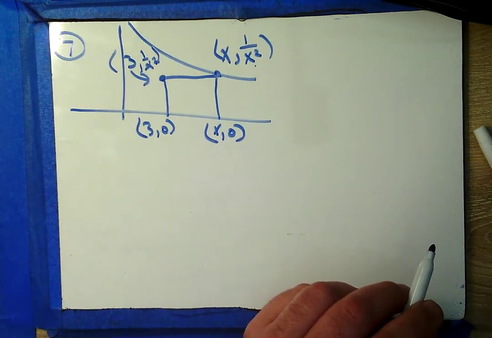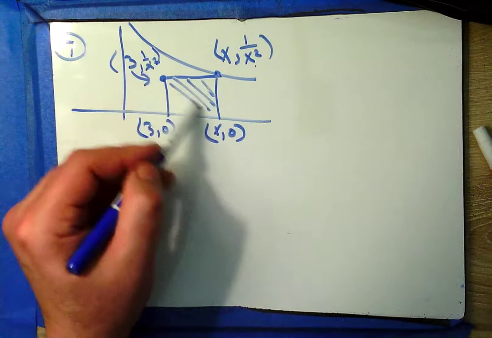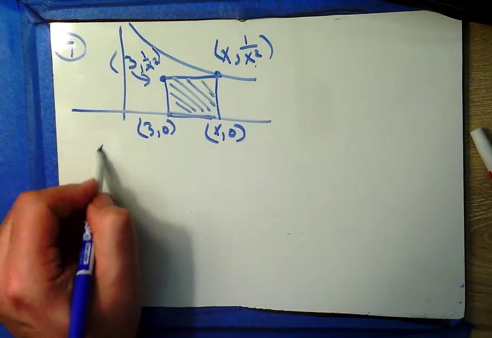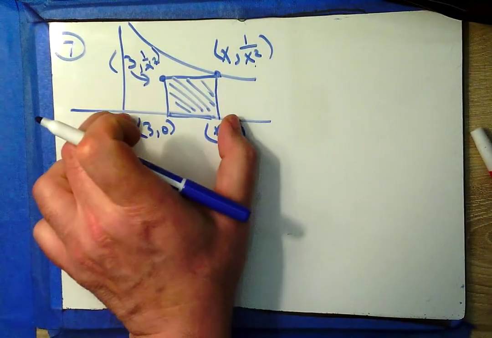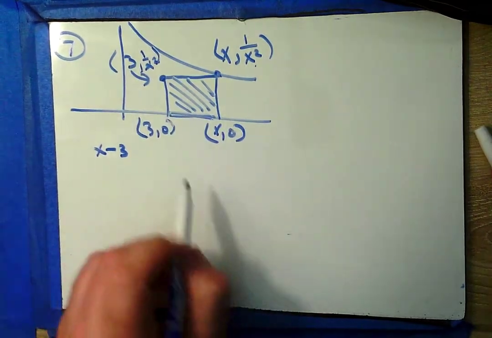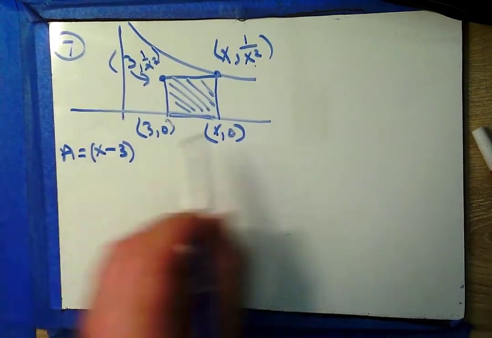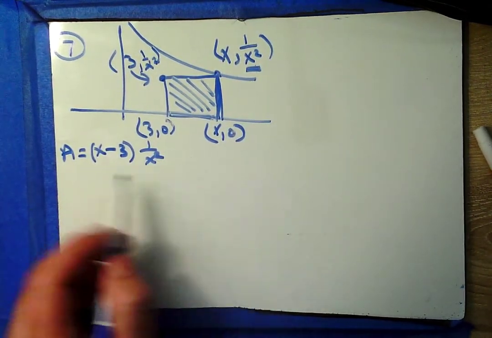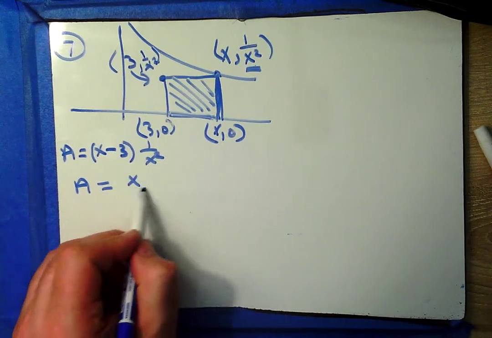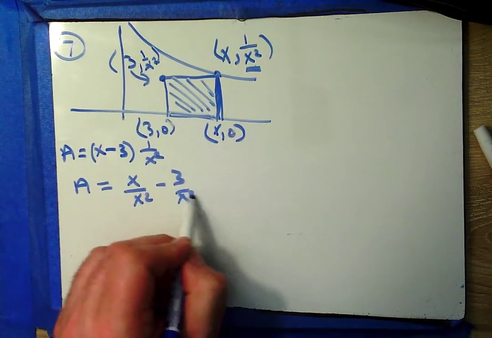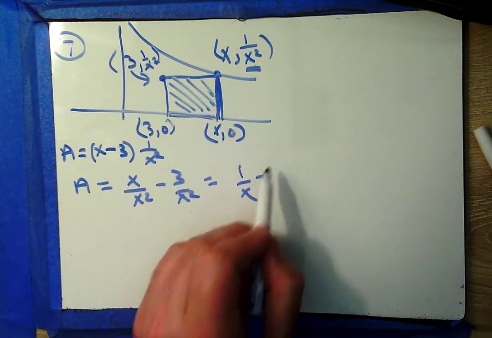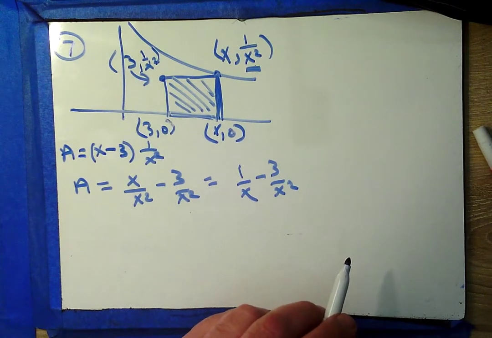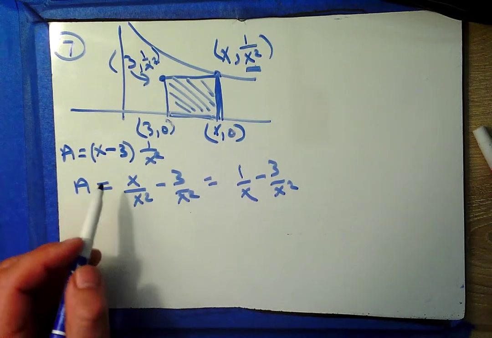Okay, for what value does the rectangle have a maximum area? So I want the area of that rectangle. The length of the side is x minus 3, because this is x and this is 3, so this length would be x minus 3. And the height of the rectangle is this, 1 over x squared. So area equals x over x squared minus 3 over x squared, or 1 over x minus 3 over x squared.